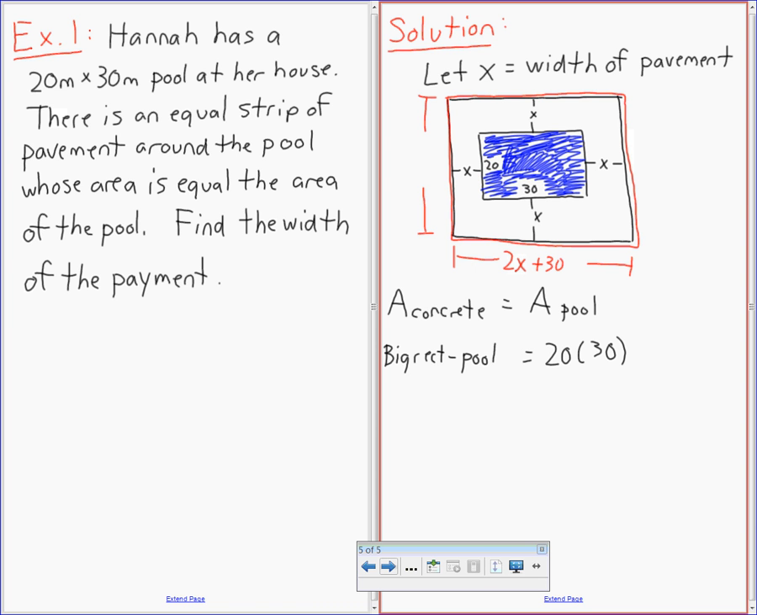Now let's see why that is, okay? I'll do this in green to hopefully show it. That distance right there is going to be x. That distance right there is going to be x. And this distance in the middle here is going to be 30. So the entire distance altogether is 2x plus 30.